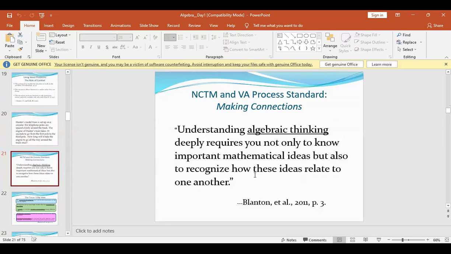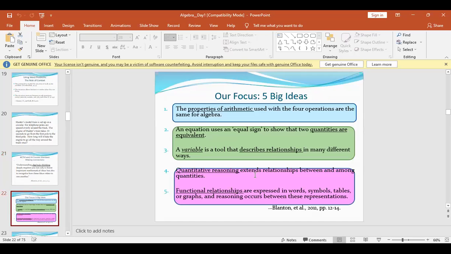Hindi lang dapat natin alam paano siya intindihin. Kasi I know some of you have not understood that question. But if you have, pag nakita nyo na yung answer, ay, ganito lang pala siya. So, let's make sure that alam nyo muna yung base bago natin gagawa ng pattern. So, let us focus on the 5 big ideas.